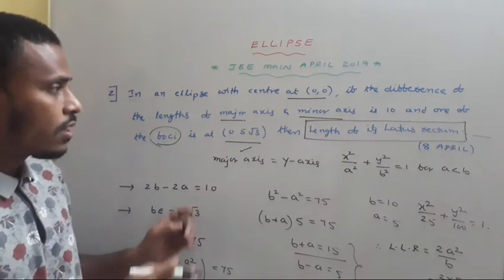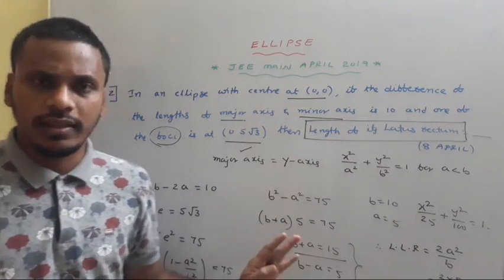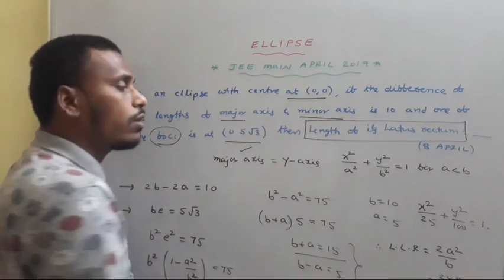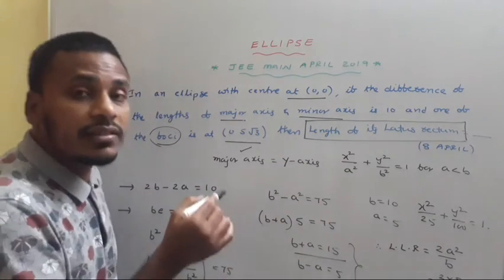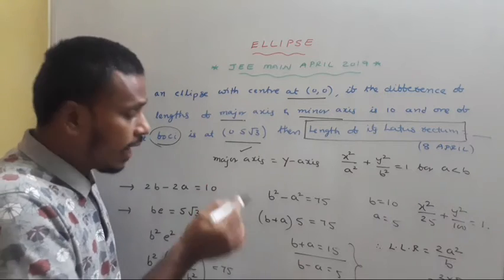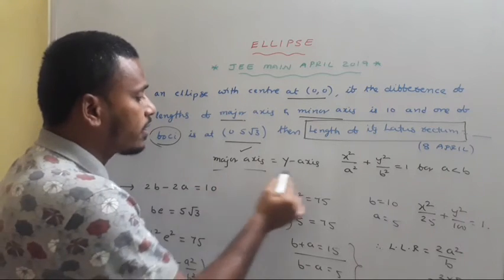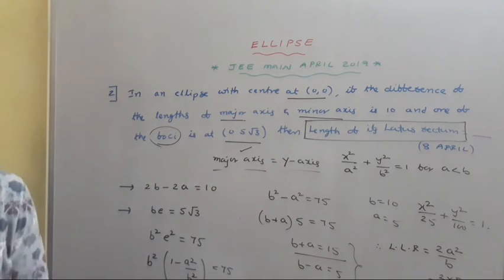So this is the second question which was asked in the 8th paper. Again the problem is based on the ellipse equation, but this time, as we discussed for the previous problem, the major axis is along the y-axis.